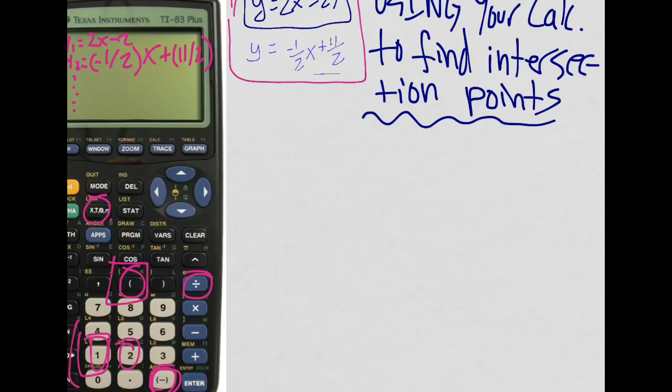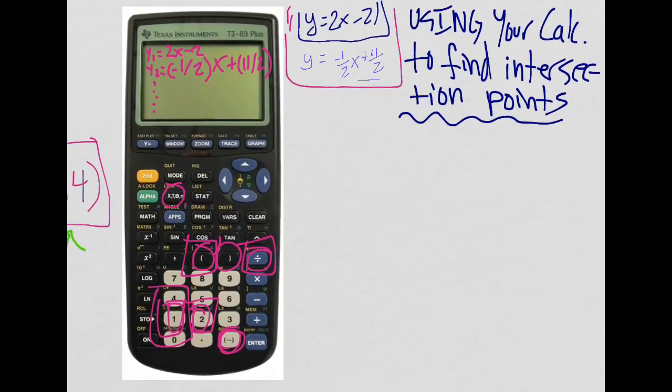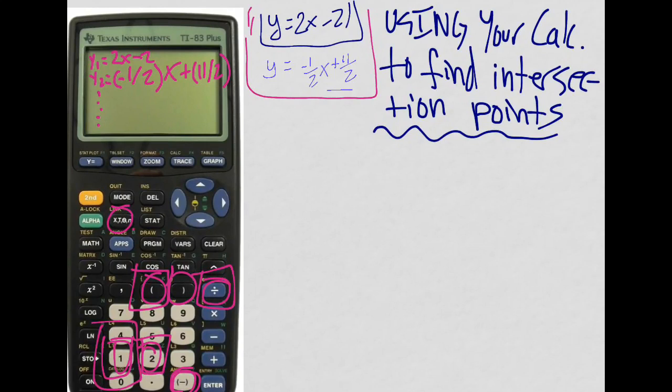So 11 divided by 2, and then close off that parenthesis. So we've got the two equations entered, and now we want to graph it. But before we do that, let's get a standard window, which gives you negative 10 to 10 by negative 10 to 10. And often that's a good place to start. You might need to adjust it from there.